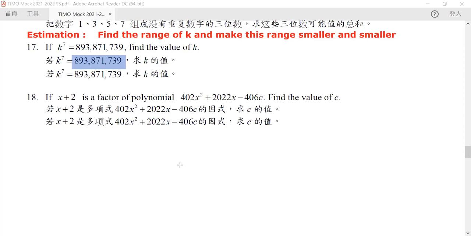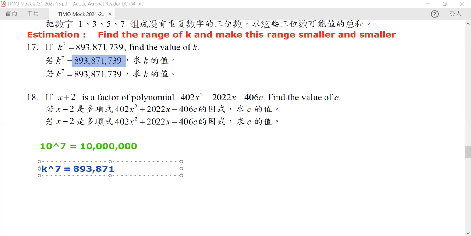Now, did that remind you of anything? If it is 10 to the power of 7, what is the answer? The answer will be 1 followed by seven 0s. Of course, our k to the power 7 is definitely greater than this, so in particular, k is greater than 10.